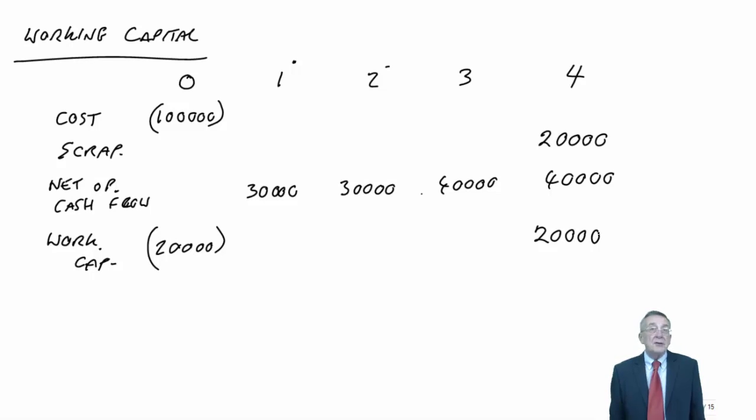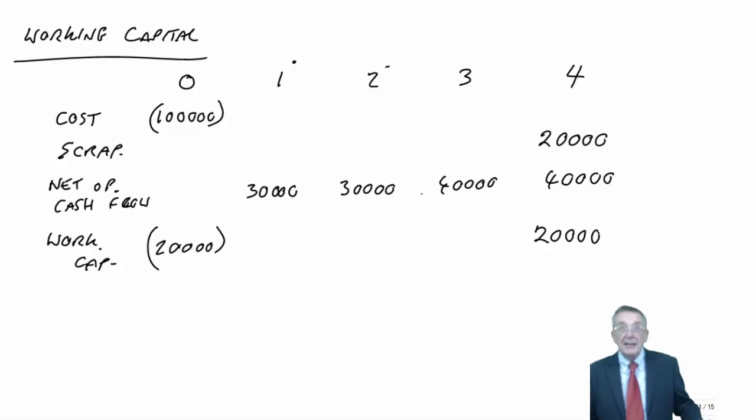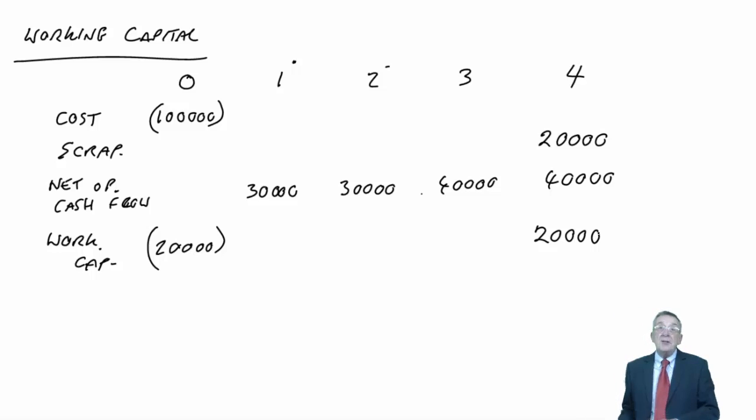As working capital itself, terribly easy. Always with the investment needed at the beginning, but always, unless, as I keep saying with everything, you're told differently, we assume at the end of the life we get that 20,000 back.